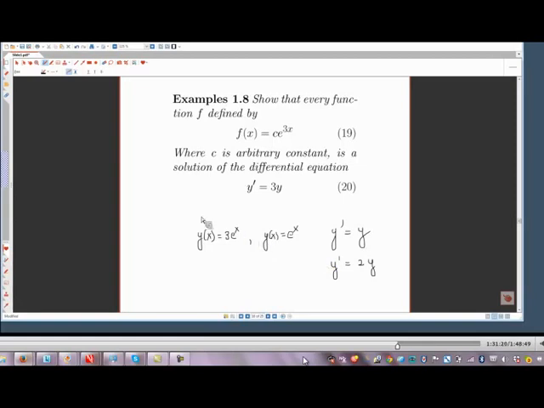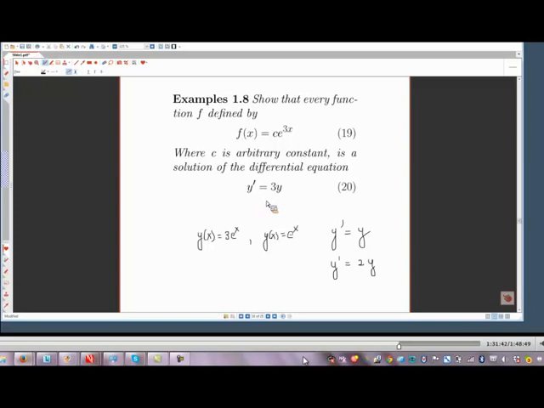Is 3 times e to the power x also a solution of y prime equals y? Yes. So the family of solutions of this equation, there are a lot of solutions, right? There are a lot of solutions. And for this one, let's see what the solution will be.